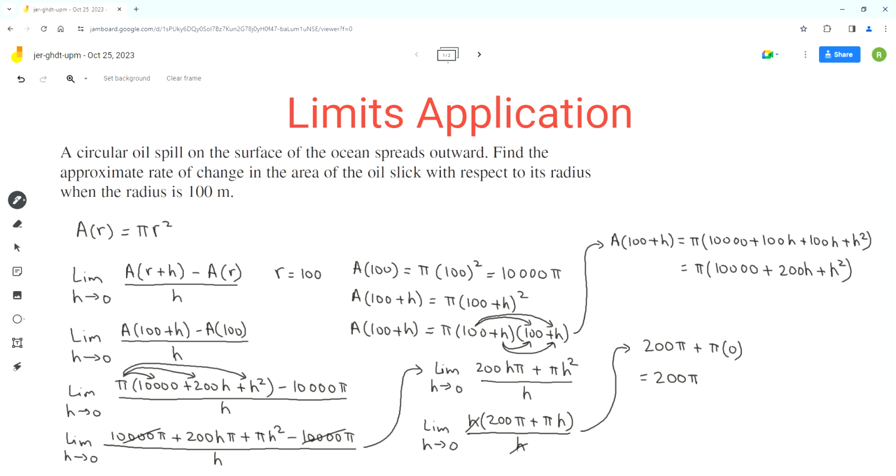So this is the rate of change for the area of the oil slick, and the unit will be meter squared per meter. Because we have to calculate the rate of change for the area, and for that the unit will be meter squared, and with respect to the radius, and for that the unit will be meter. So this should be the final answer for the rate of change of the area.